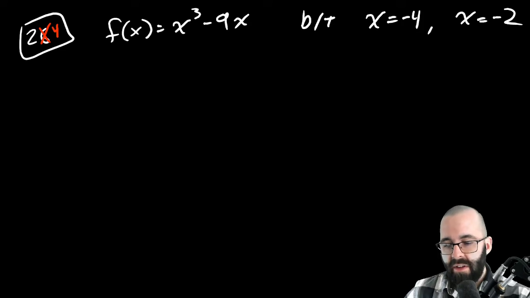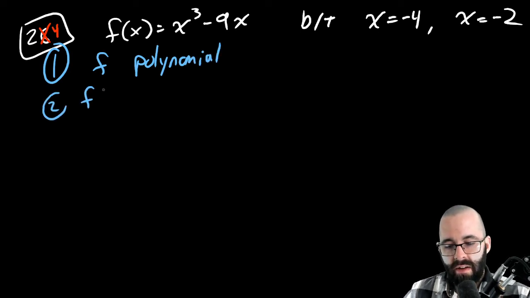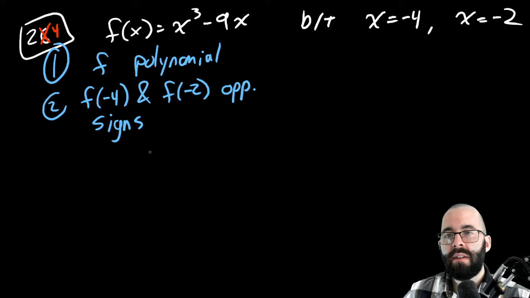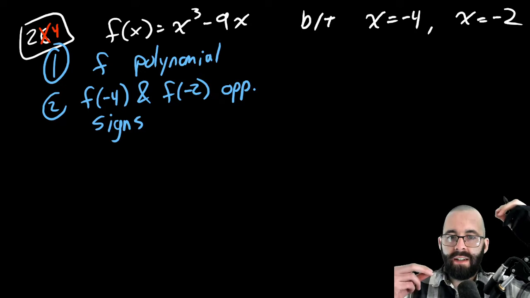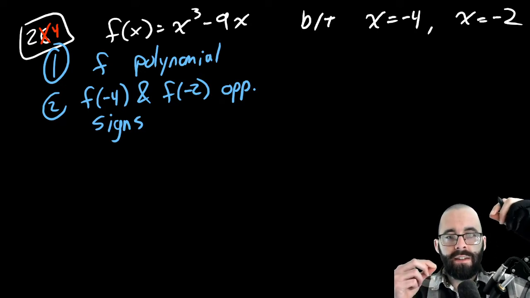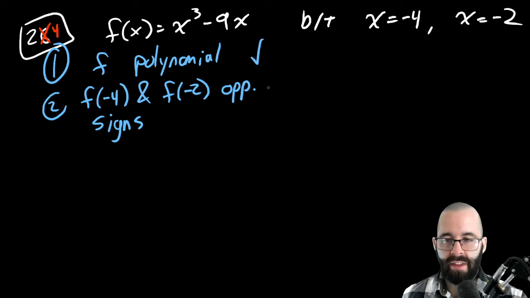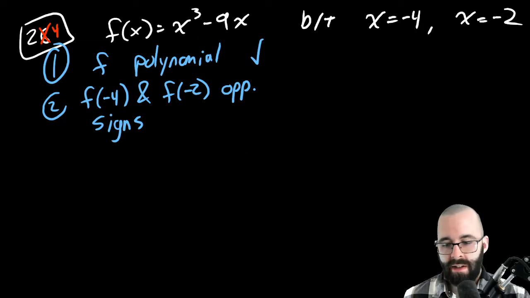So to use the intermediate value theorem, we have to check two things. Is f a polynomial? And are f of negative 4 and f of negative 2 opposite signs? Polynomials are continuous, so if this is true and they're opposite signs, the only way to connect the dots is by crossing the x-axis somewhere. So f is a polynomial, yes, we have that. It's a power function minus another power function. Do they have opposite signs? Well, we have to check that.